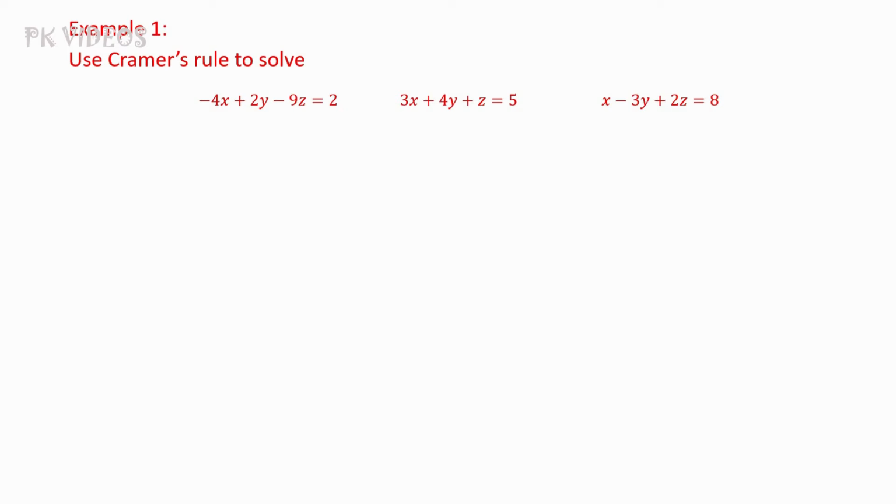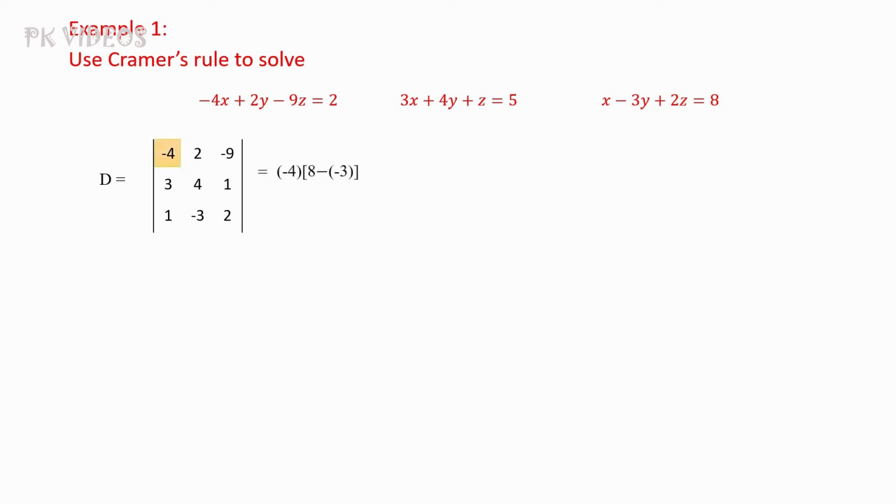Example 1. Use Cramer's rule to solve the following equations. Here we have three equations and three different variables x, y and z. First of all, we need to arrange these in a matrix and find the determinant. The first column is the coefficient of x, the second column the coefficient of y, and the third column the coefficient of z along with its sign. Then we find the determinant.